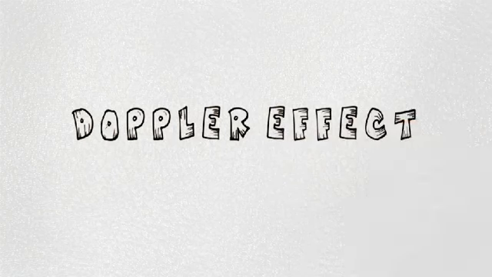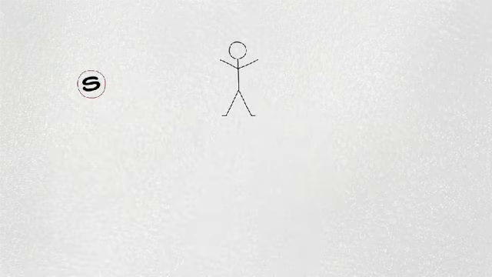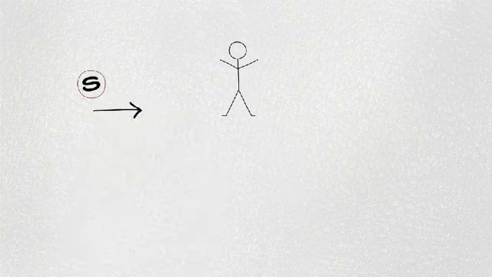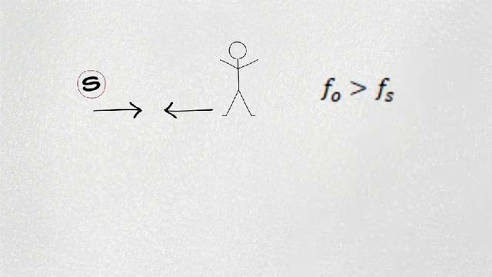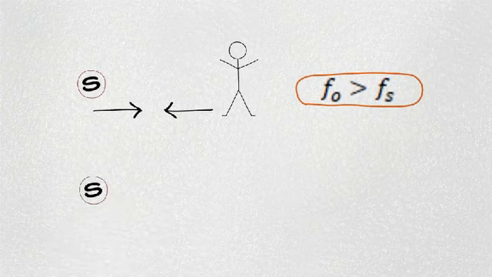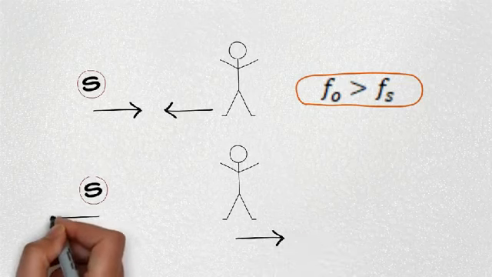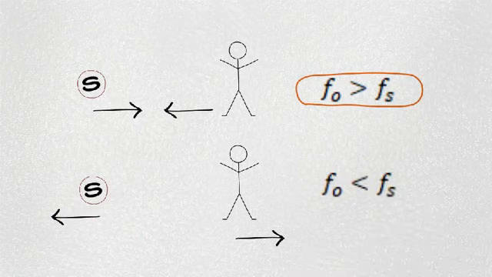Doppler effect: they are the source and the observer. If the source moves toward the observer and the observer moves toward the source, the frequency of the observer is more than the frequency of the source. But if the source moves away from the observer and the observer moves away from the source, the frequency of the observer is less than the frequency of the source.